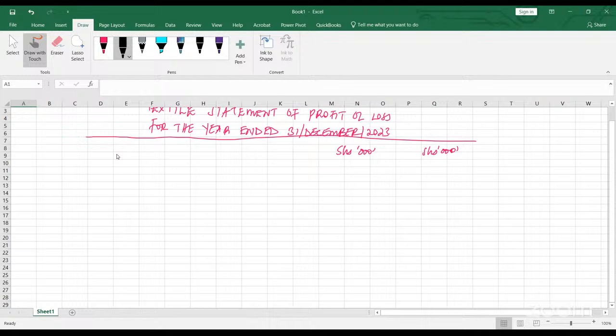So for profit or loss, we start with the sales revenue. You know that. Look through the trial balance. We find out the sales revenue figure. Check the trial balance. How much is the sales revenue? Look at your trial balance, please. How much is sales revenue, members?